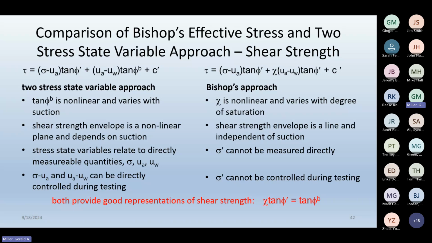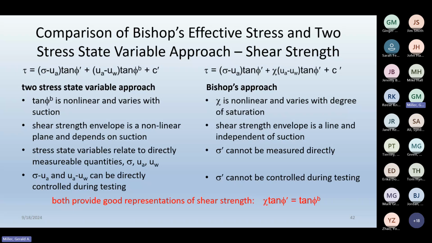Stress state variables are direct. This is one thing I like about the two stress state variable approach. You can relate these two stress state variables to readily measured quantities or quantities you can control. So in the laboratory, if you're doing unsaturated soil testing, you can control total stress, say cell pressure in a triaxial test. You can control pore water pressure, just the way we do it in a triaxial test. And you can control air pressure if you have the equipment set up to do that.